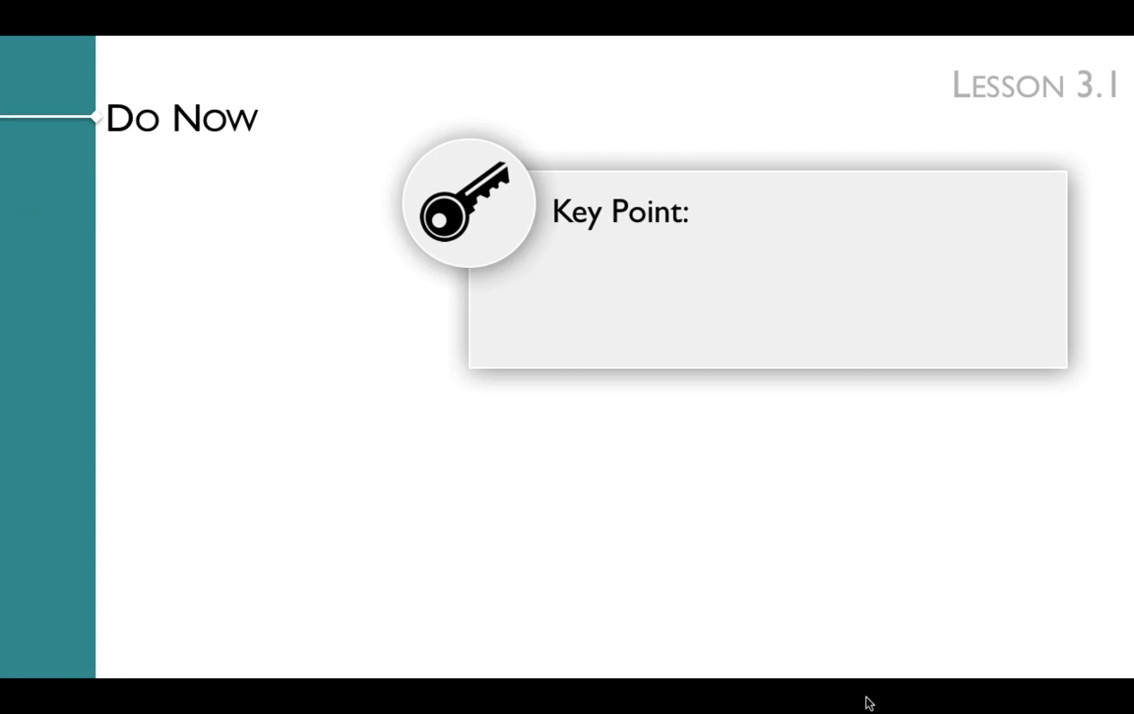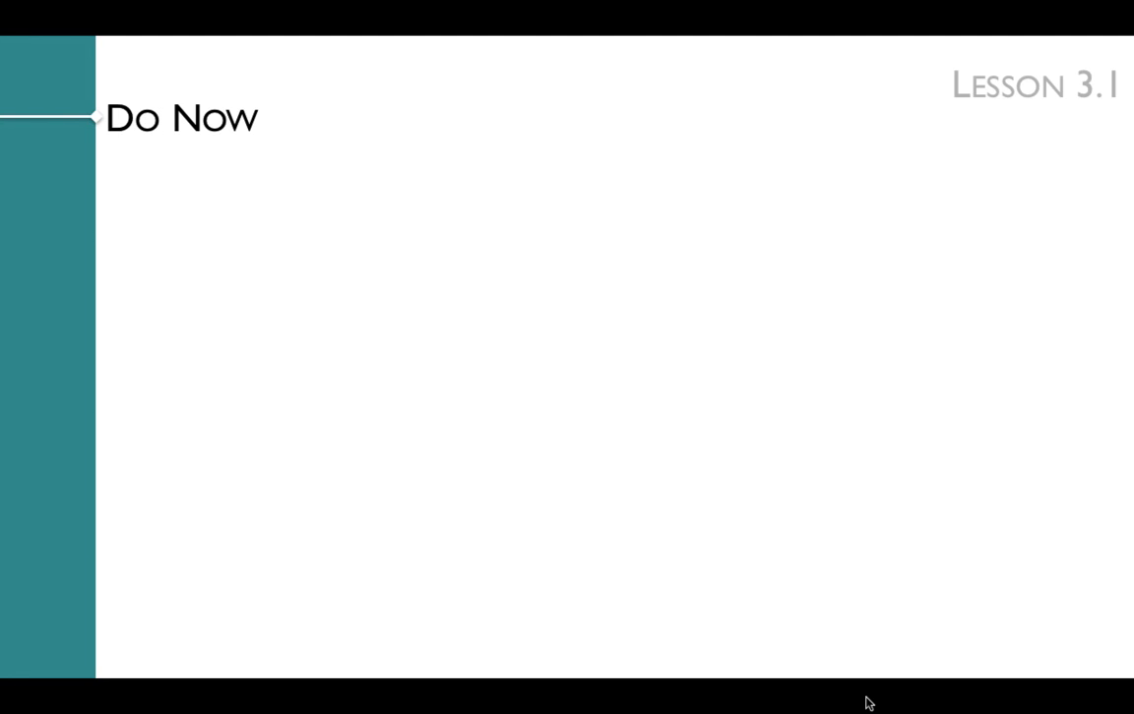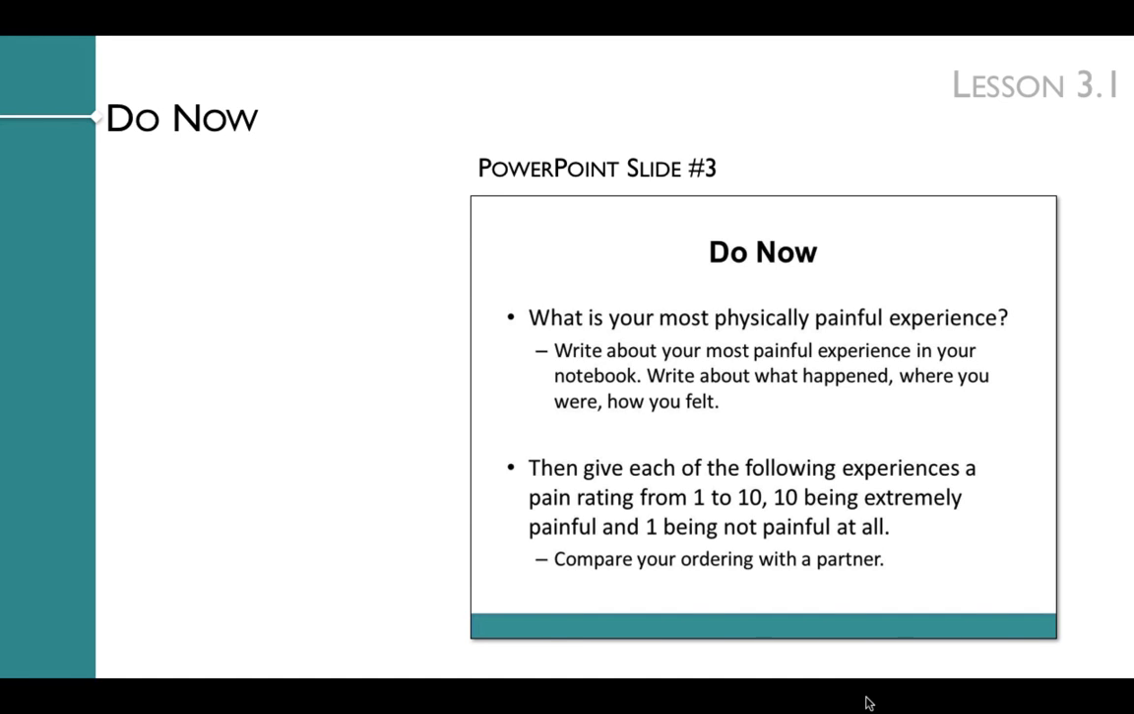The key point of the lesson's Do Now is to engage students with the phenomenon of pain perception. It is the example we'll use throughout Unit 3 to discuss synaptic transmission. We'll get to this key point by reflecting and assigning pain ratings. In the Do Now, students write about their most physically painful experience, as well as give it a pain rating from 1 to 10, 10 being extremely painful and 1 being not painful at all. We'll discuss this Do Now within the lesson's discussion.